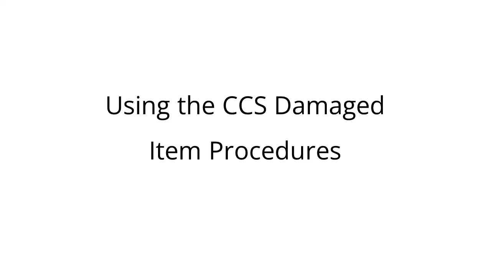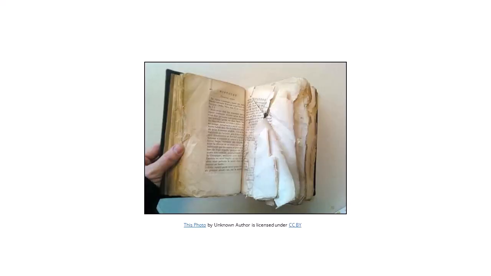This video shows staff how to use the damaged item procedures and focuses on situations dealing with problem items where 2 or more CCS libraries are involved. A patron returns an item to your library damaged. What are your next steps?